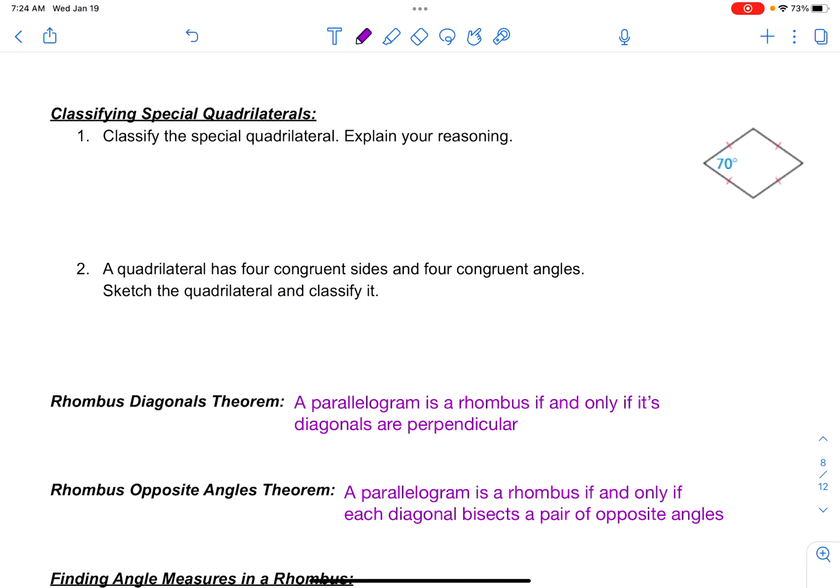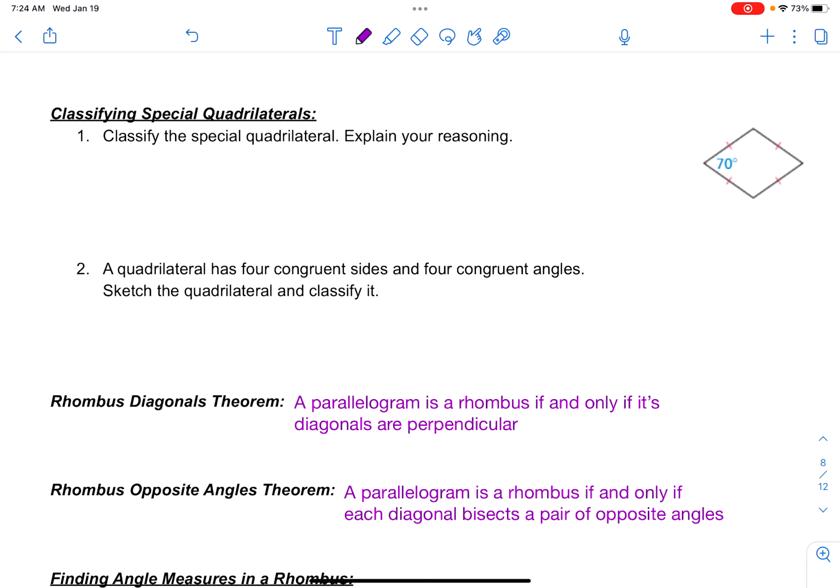And so this is where it kind of gets to classifying, like I was just talking about. So it says classify the special quadrilateral and explain your reasoning. So based off of the information they give us, we have to decide, is this a rhombus, a square, or a rectangle? So the information they tell us, all 4 sides are congruent. So looking back at those 3 definitions of a rhombus, a rectangle, and a square, which one has 4 congruent sides? Well, a rhombus has 4 congruent sides, and a square has 4 congruent sides.